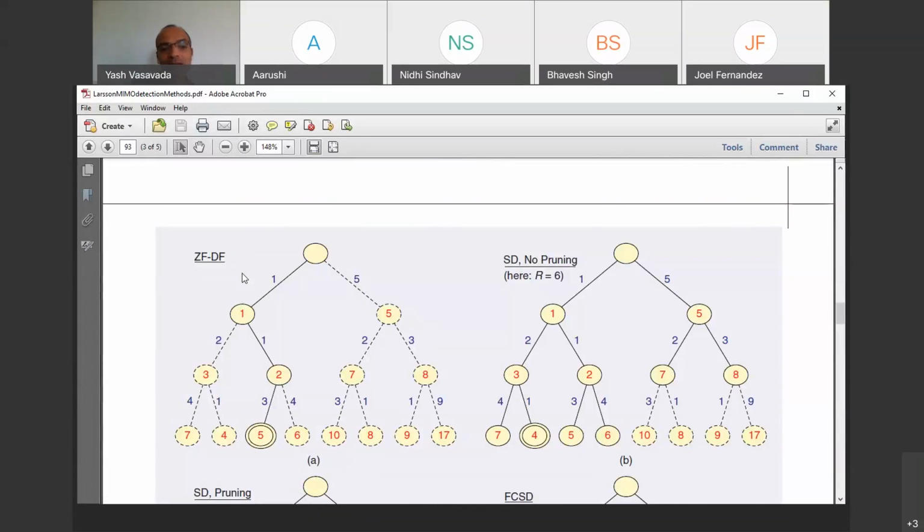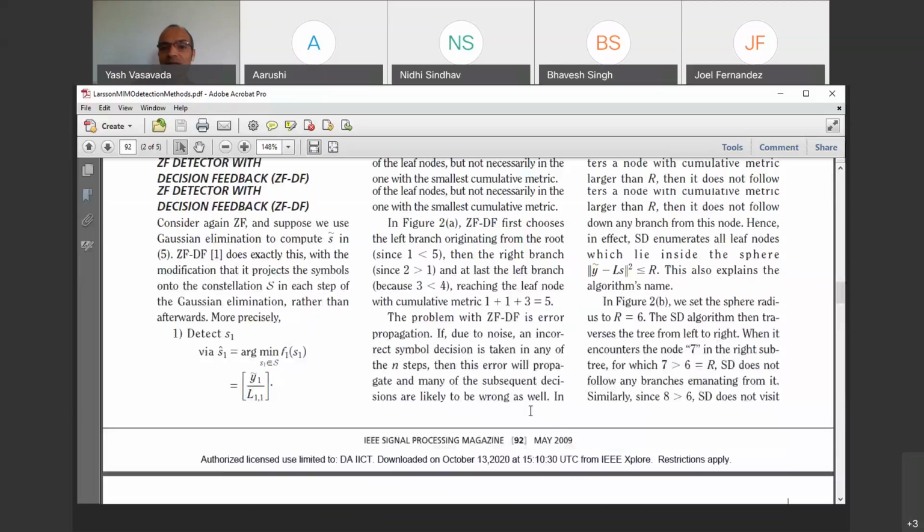Now, in light of that, we are now ready to look at sphere decoding. The idea behind sphere decoding is to say that I'm going to look at the leaf nodes of this decision tree. And by the way, these leaf nodes are basically all possible combinations of this S vector.